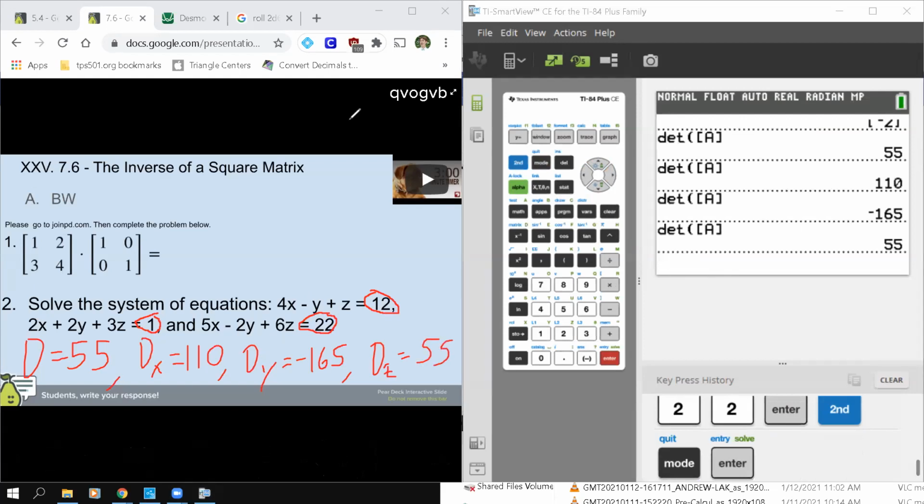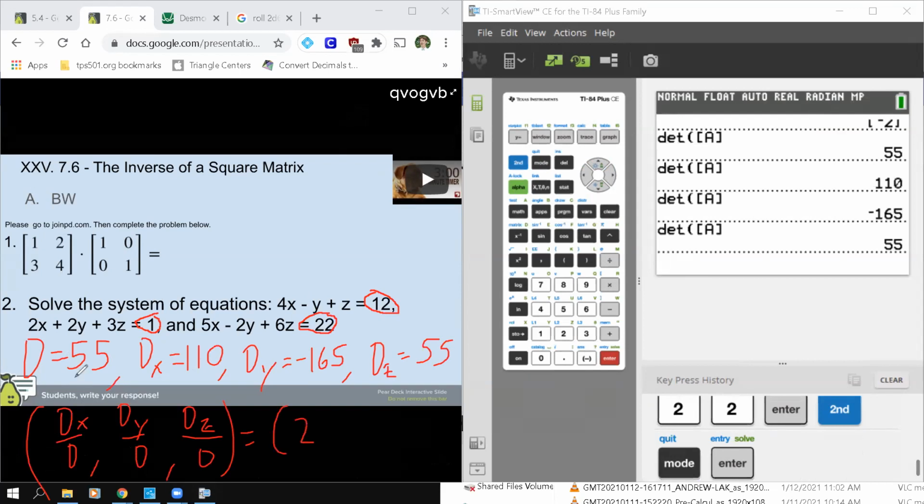So then my solution is dx over d, dy over d, and dz over d, which would be 110 divided by 55 is 2. Negative 165 divided by 55 is negative 3. And 55 divided by 55 is 1. So those three equations intersect at 2, negative 3, 1.